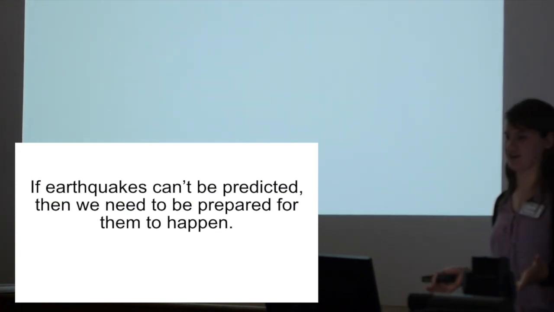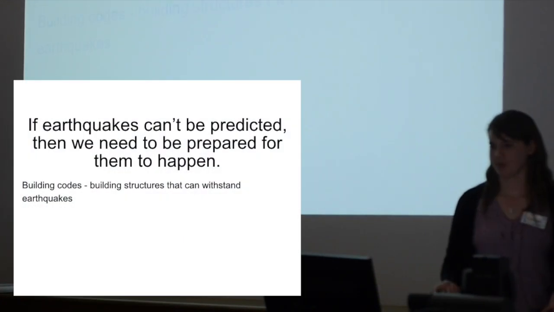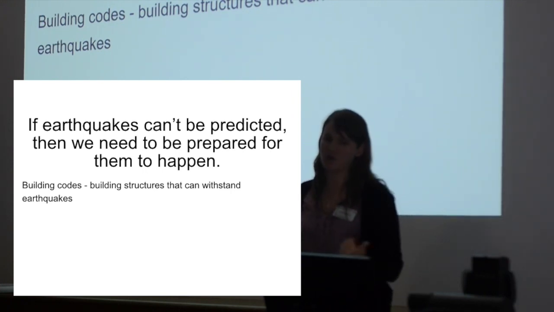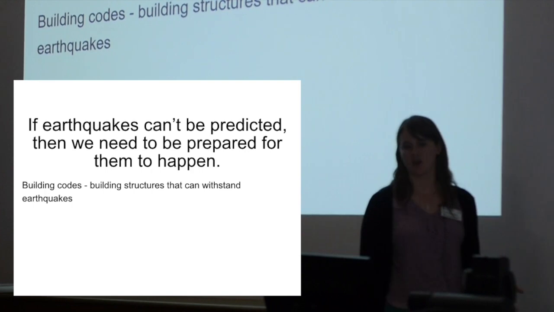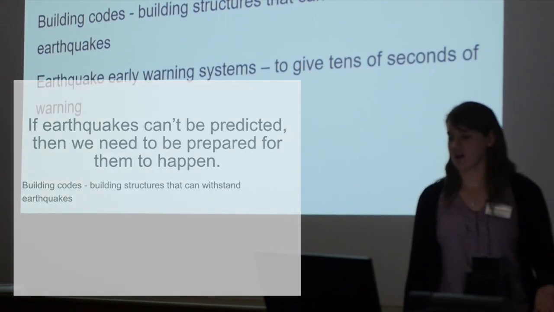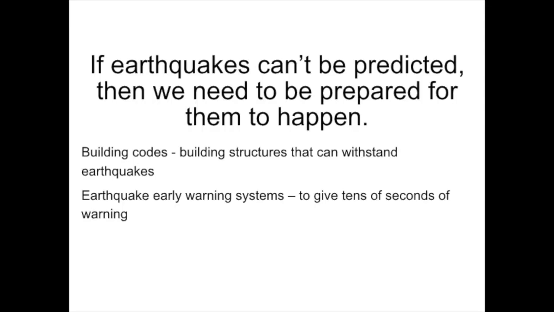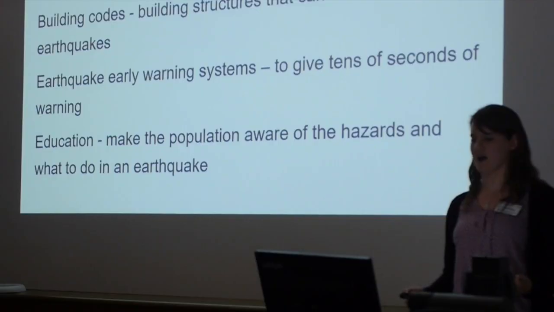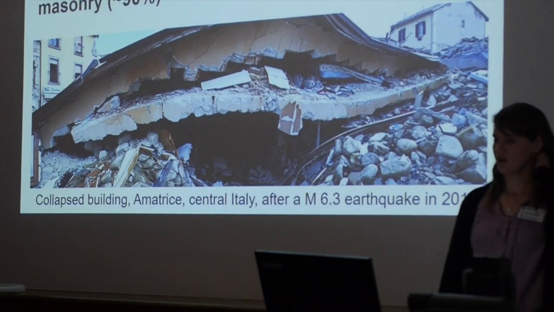So if we can't predict earthquakes, then we need to be prepared for them. And we can do this in a few different ways, so some of which Ian alluded to already. So one is that we can build better buildings. We can also invest in earthquake early warning systems, which can give tens of seconds of warning of an earthquake coming. And we can focus on education, so actually making people aware of the hazards that they face.